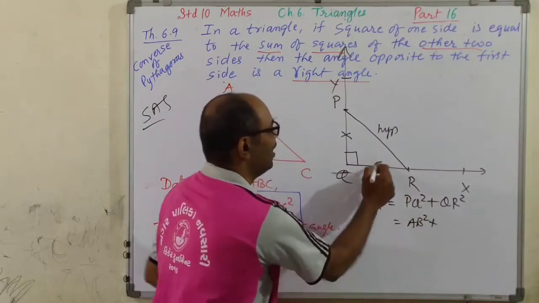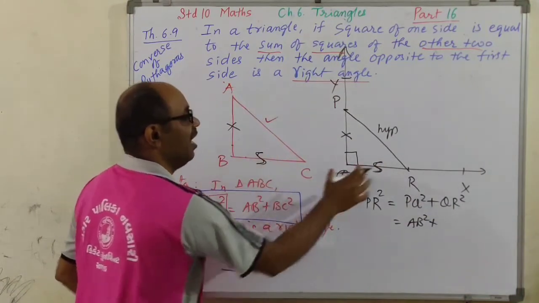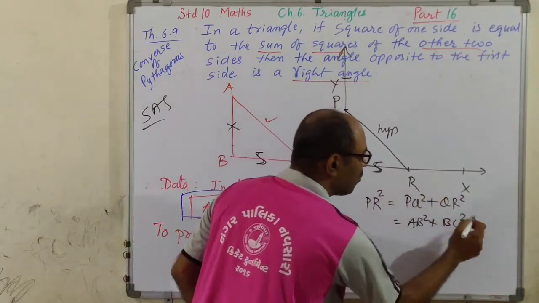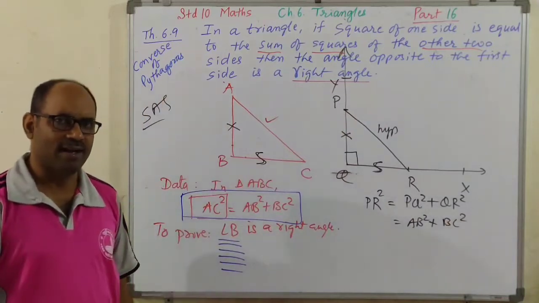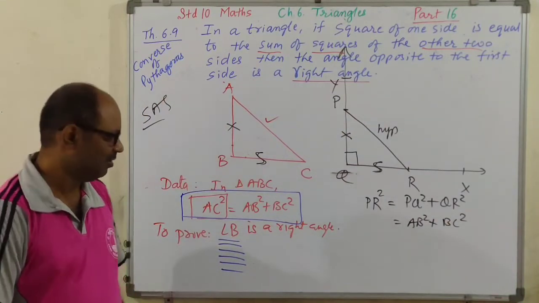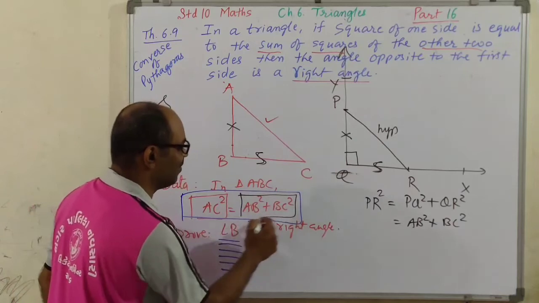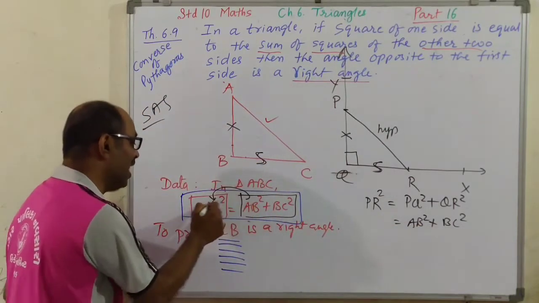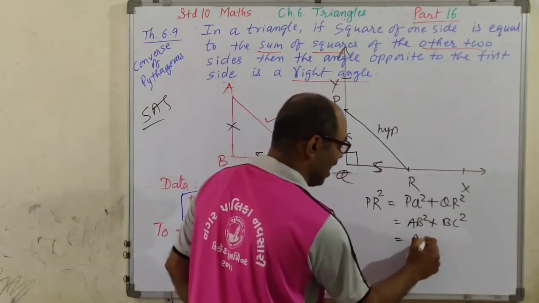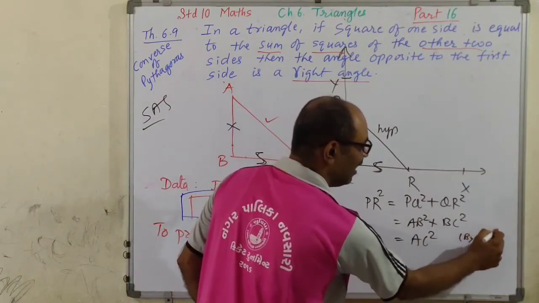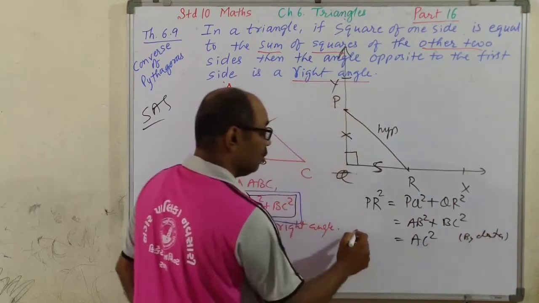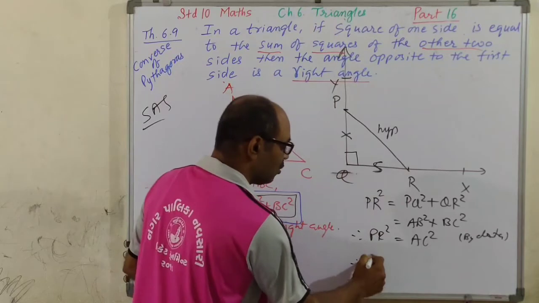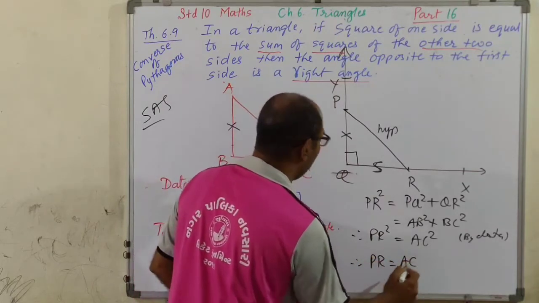Look at QR, this side and this side: QR is equal to BC. So in place of QR square, write BC square. Now what shall we do? Look at the data: AB square plus BC square is equal to AC square. So that is AC square by data, correct? Therefore PR square is equal to AC square. Taking square root on both sides, PR is equal to AC.